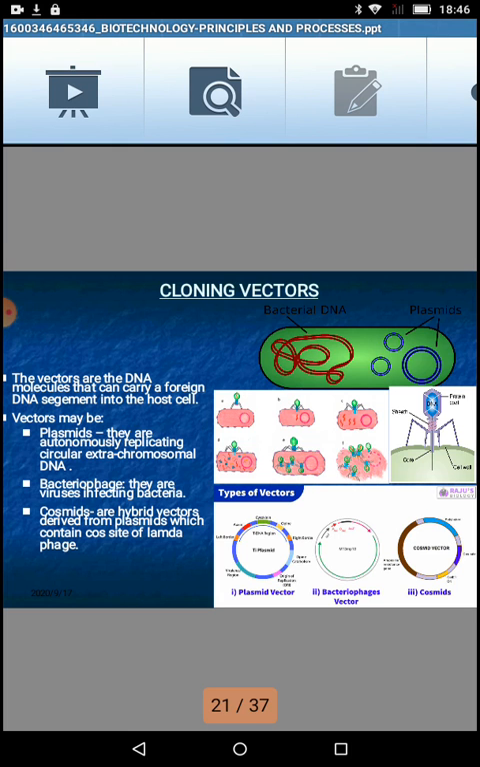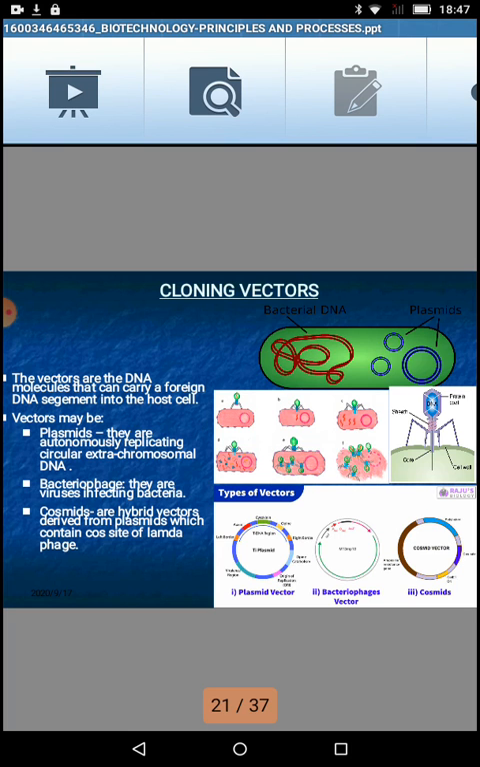But here in biotechnology, what are vectors? Vectors are DNA molecules, extrachromosomal material, which allow the foreign DNA to attach with them, and they can carry that foreign DNA attached to themselves and insert themselves into the host cell, so that the foreign DNA can also be inserted along with them into the host cell. So they carry the foreign DNA. That is actually the function of plasmids.